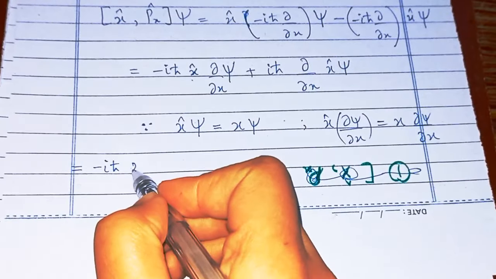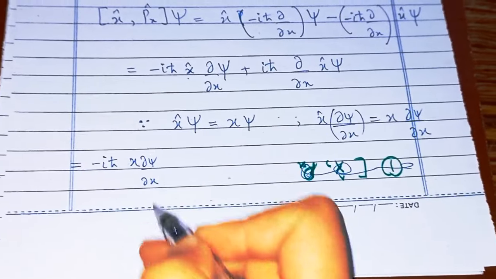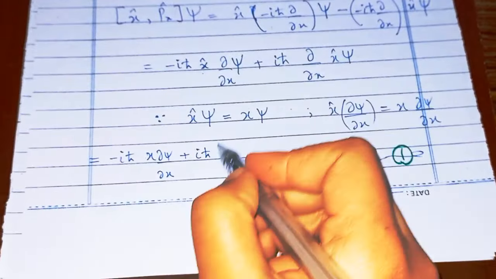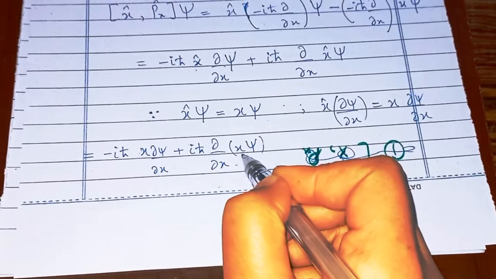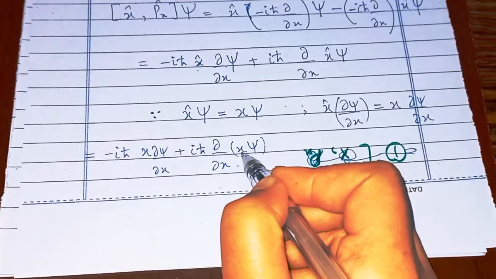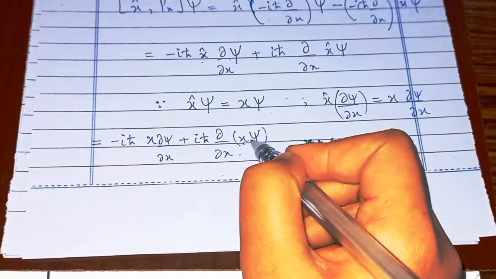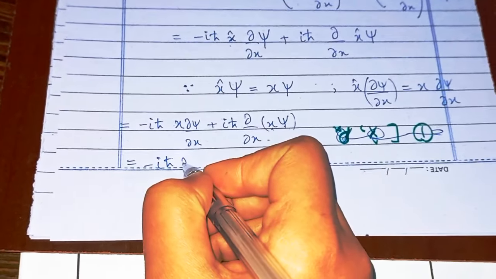Minus iota h cut, it's x partial psi by partial x. You don't need to simplify it any further. And iota h cut partial by partial x into x psi. Now we can see here that we have two functions, one is x and the other is psi. Partial by partial x is applied on these two functions, so we'll be using the product rule of differentiation.